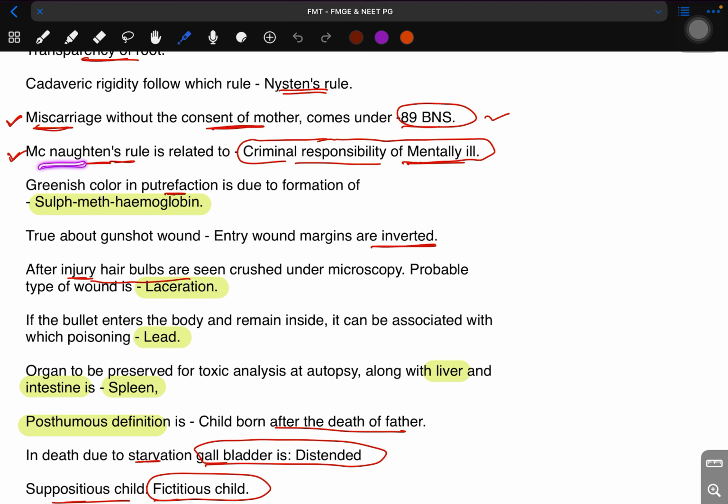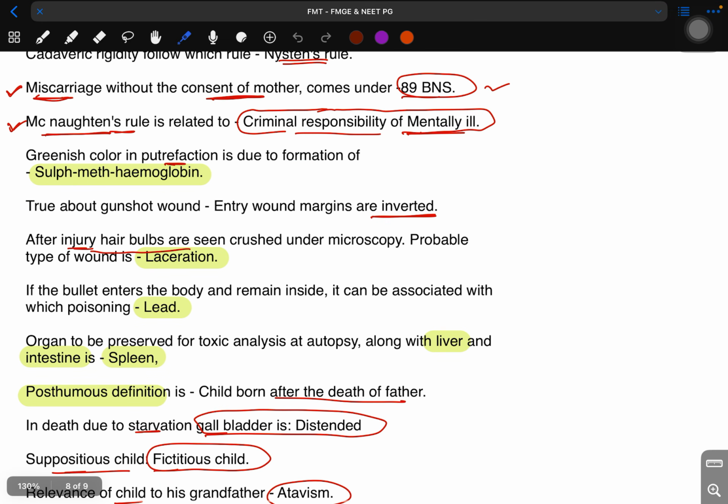McNaughton's rule is related to criminal responsibility of the mentally ill. Greenish color in putrefaction is due to formation of sulfmethemoglobin. So after putrefaction, we will find greenish color on the body of the person. It is due to the formation of sulfmethemoglobin.